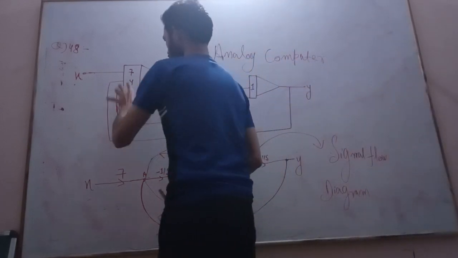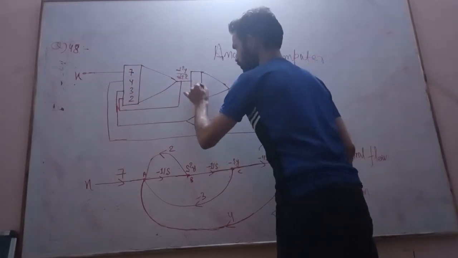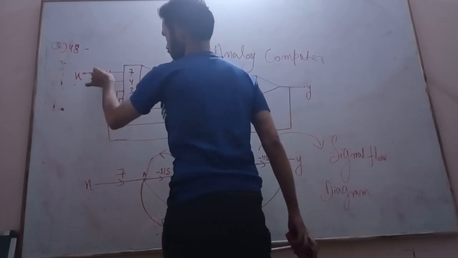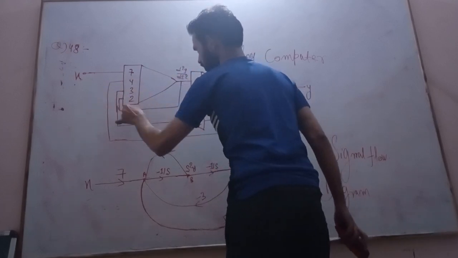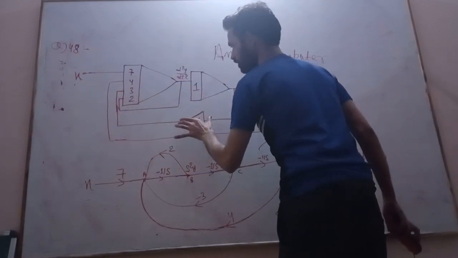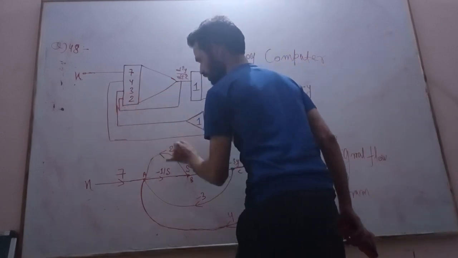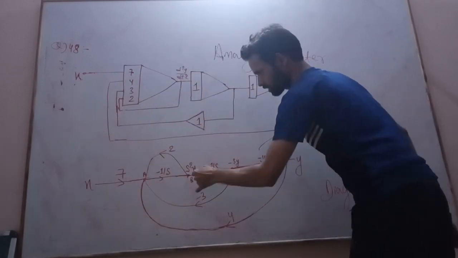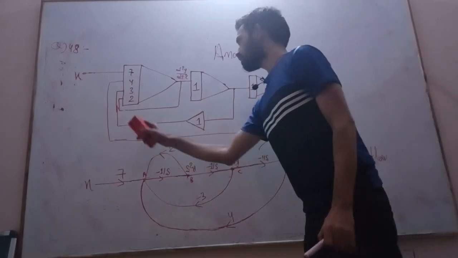So nothing else is there. This is my integrator with inverter, and these are the gains. This is the gain with input, from input with gain of 7. This is feedback gain 4, this feedback gain is 2, and this feedback gain is 3 with inverter. That's why it is negative with inverter. So it is directly connected with feedback 2, and this is 4. This is positive feedback, this is negative, this is positive. That's it for this analog computer.